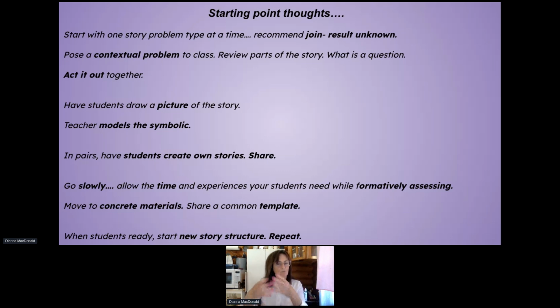Then you have your students draw a picture. Then I will model the symbolic of what they're doing as well. While they're doing that, I'll do that on the whiteboard. And then they create their own stories, all based on that one story type, join, result unknown.